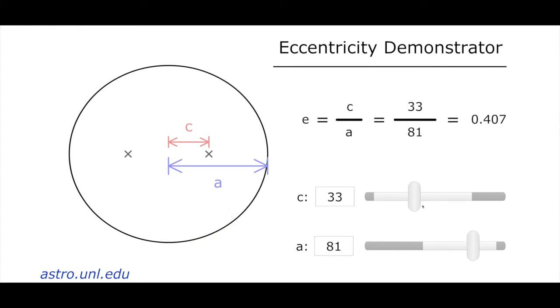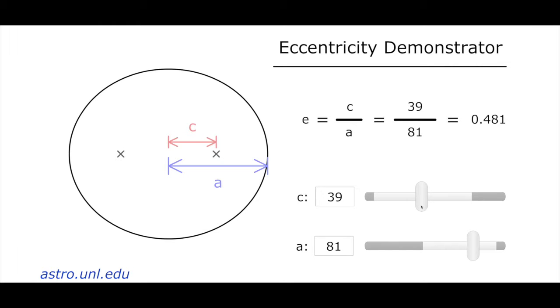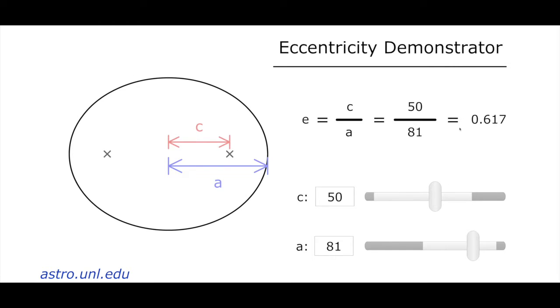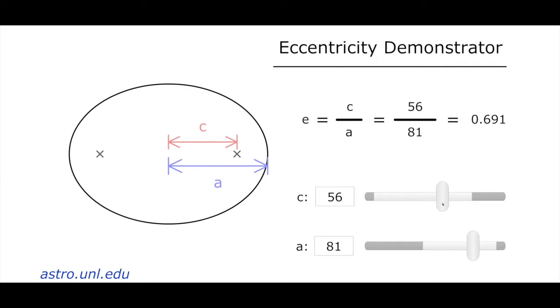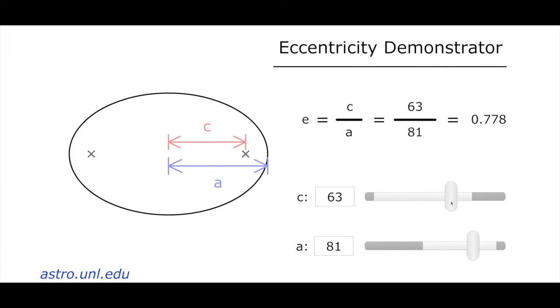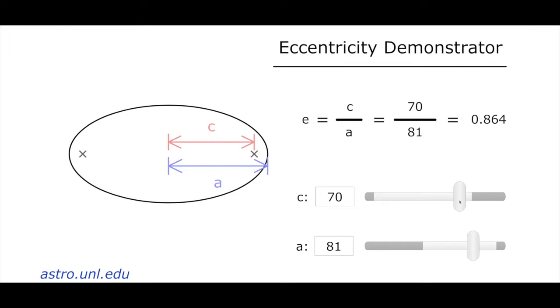And as we change the distance from our center to the focus, you can see what it's doing to the value. It's actually increasing the eccentricity of our ellipse.